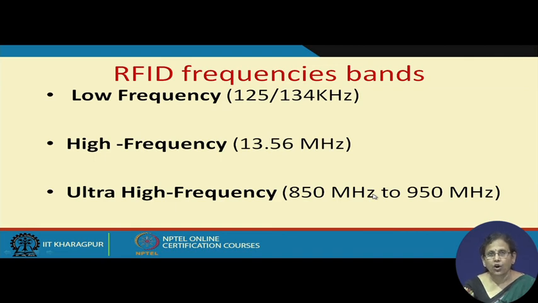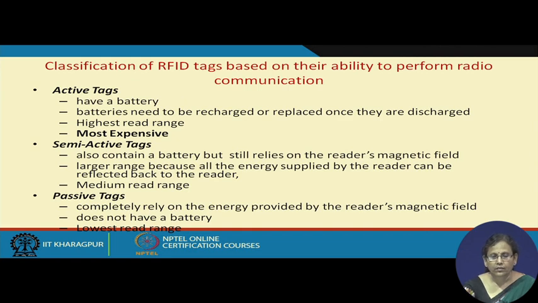They can operate in different frequency ranges depending on their ability to store and renew the data that is stored. It is also about how differently they will be able to communicate. They can be classified into three categories: active tag, semi-active tag and passive tag.